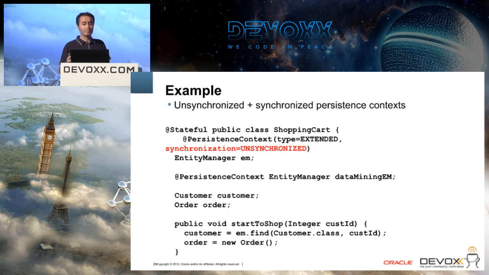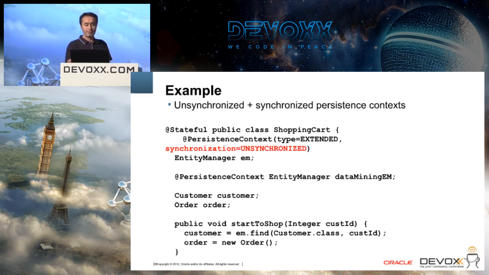They have connections. The first one, EM, is unsynchronized. It is not connected to the JTA transaction that's going on here. There are transactions in all the methods. I have a second entity manager here injected called dataMiningEM. So I have two of them. One's connected to the transaction, and one of them's not.